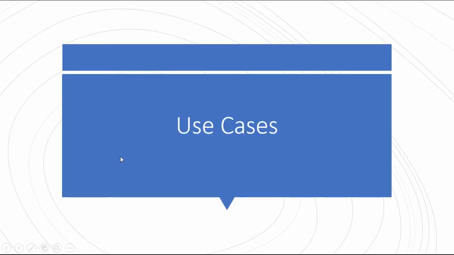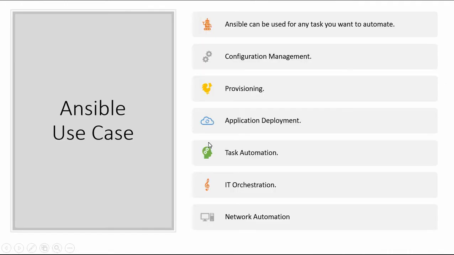Now, the use cases where Ansible is required. Ansible is required in many places. Where exactly? Ansible can be used for any task you want to automate. It can be used for configuration management, provisioning of devices, application deployment, any task that needs to be automated, IT orchestration, and network automation. Absolutely, that is what we are going to focus on now: network automation.